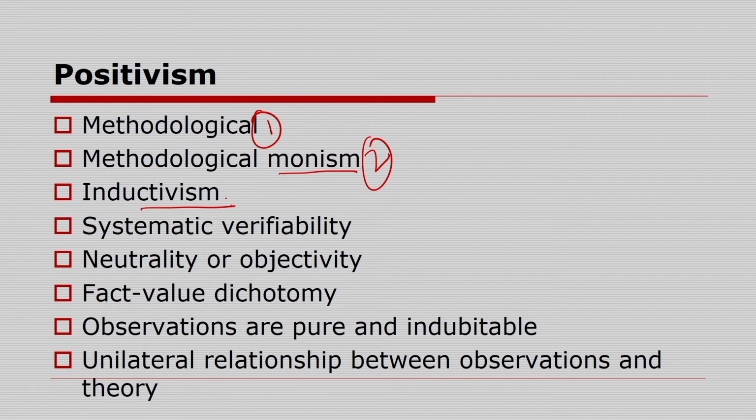Now, what is then that single method, that unique method? Positivists go ahead with the empirical, inductivist model. They suggested that the method of science is the method of induction, that from particular instances we move to generalizations. We have already discussed this, inductivism or empiricism.